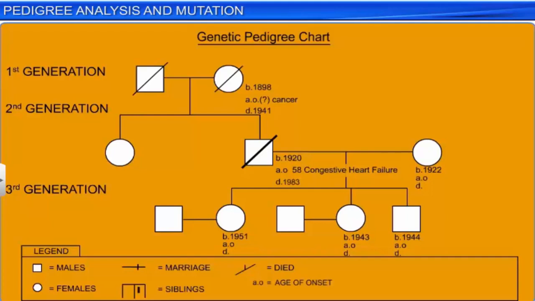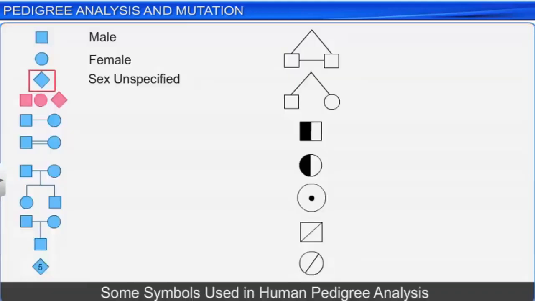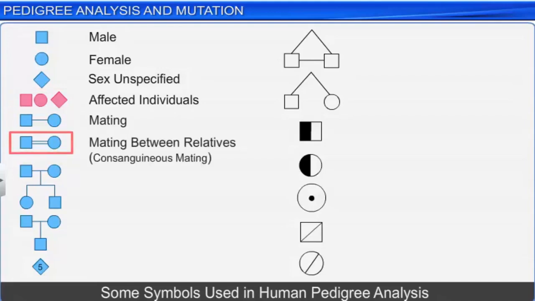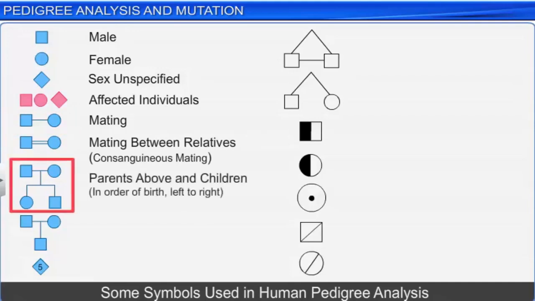The standard symbol representing a male is a square, and that for a female is a circle. A rhombus is used in case the sex is unspecified, and a filled square, circle, or rhombus is used to represent an affected individual. Mating is indicated by a single line, and mating between relatives by a double line. Parents are placed above and children below, as shown.